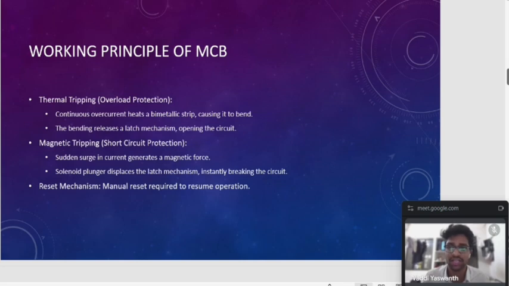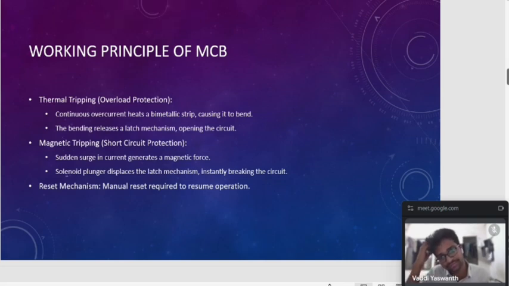Now we will talk about the working principle of MCB. There are two types of working principle in MCB, that is thermal tripping and magnetic tripping. Thermal tripping occurs when more current is passed through a wire, then the wire automatically gets heated up, and the region around the wire is also heated up.